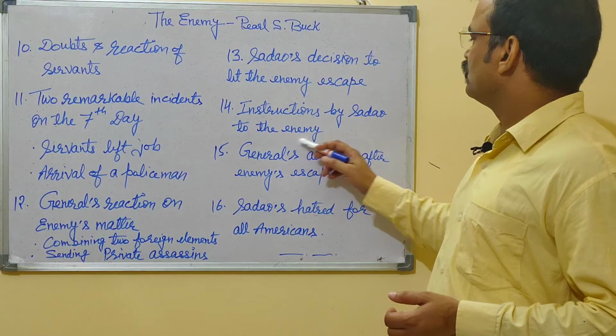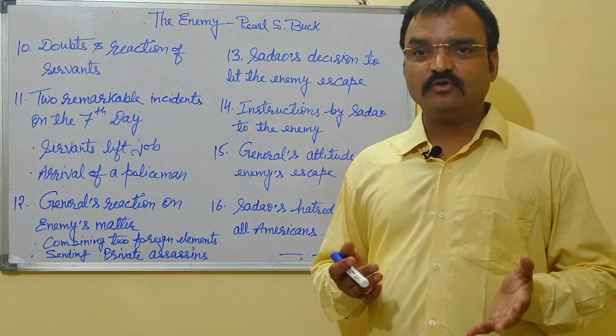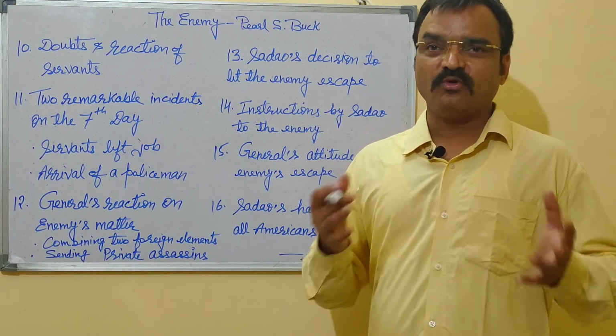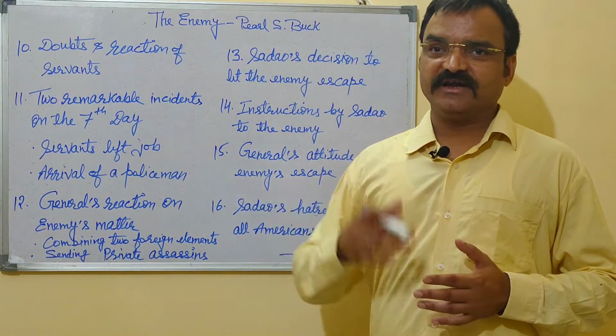Instructions by Sadao to the enemy. He told his plan to the American, whose name is Tom, a prisoner of war. He told him that it was no longer safe, neither for him nor for the enemy.